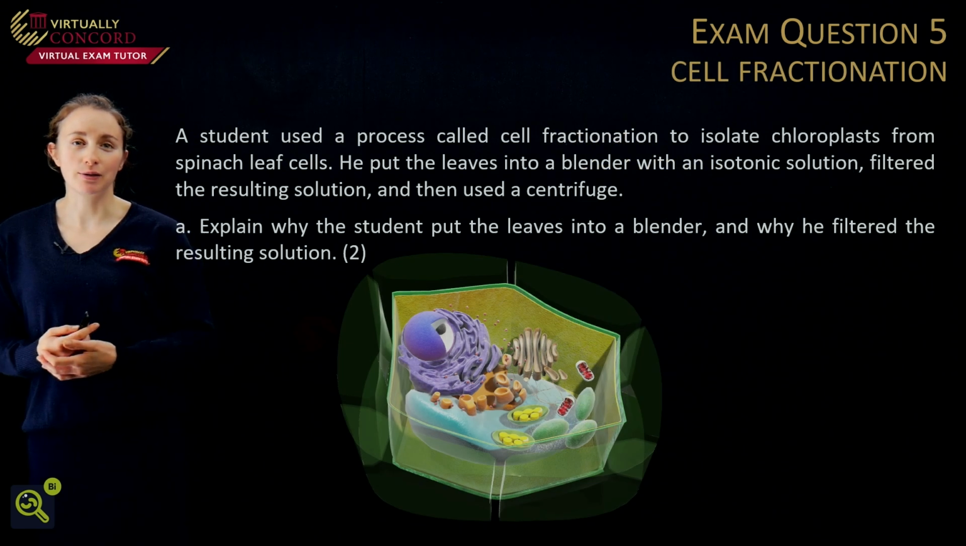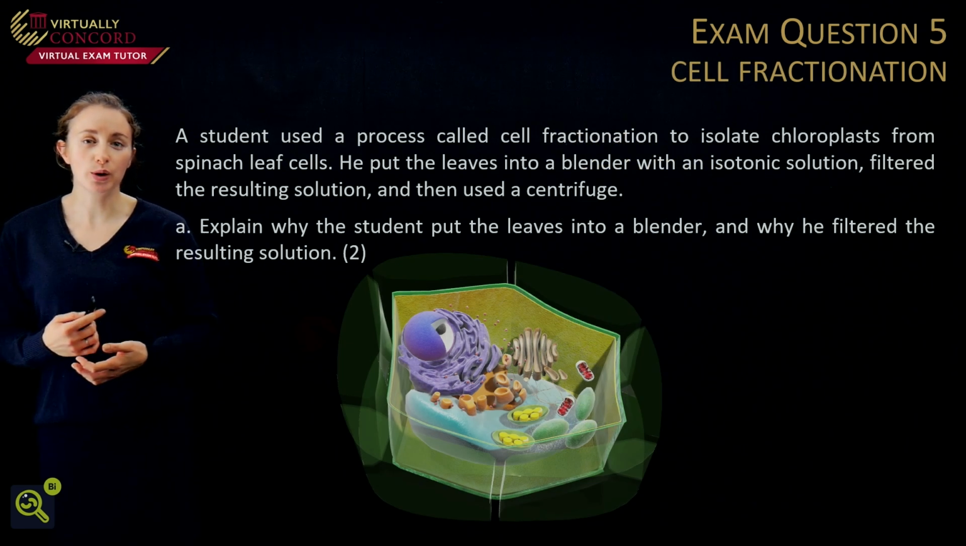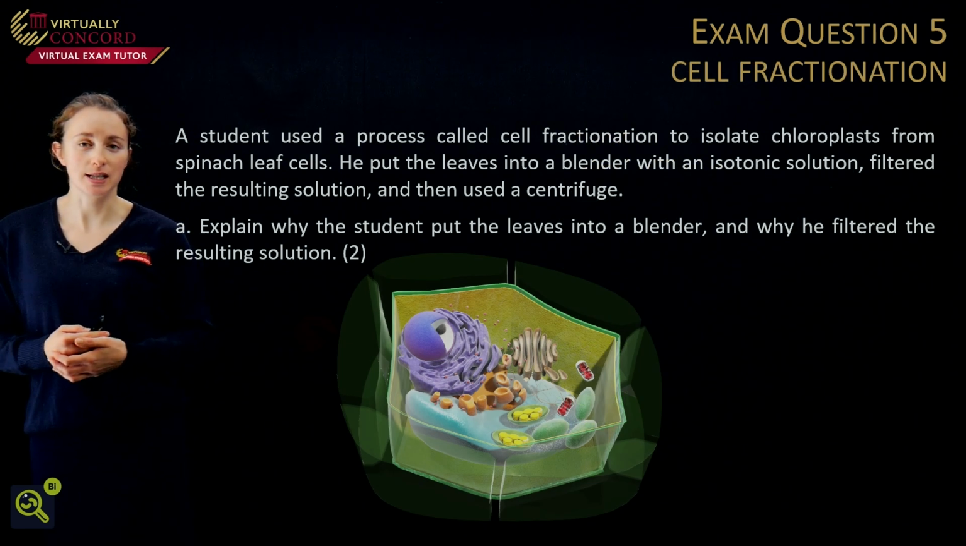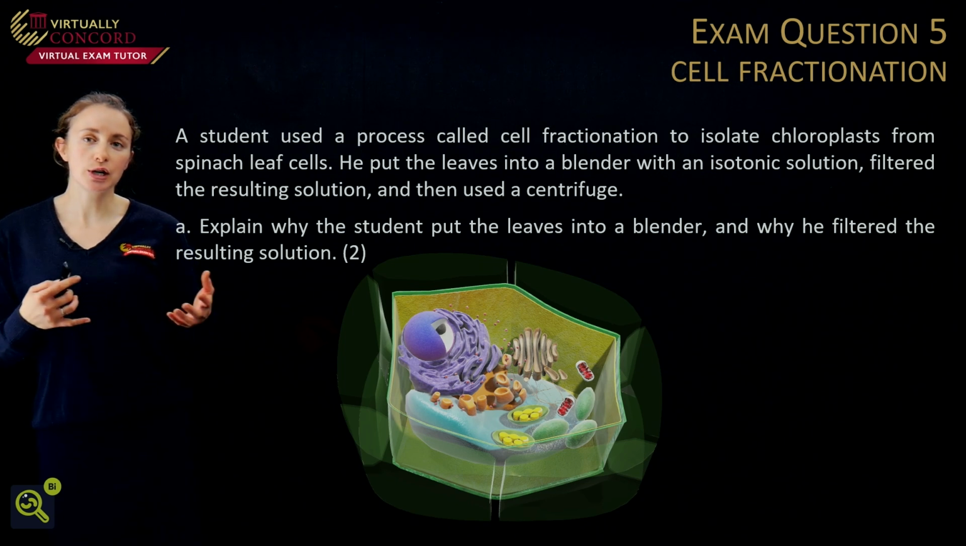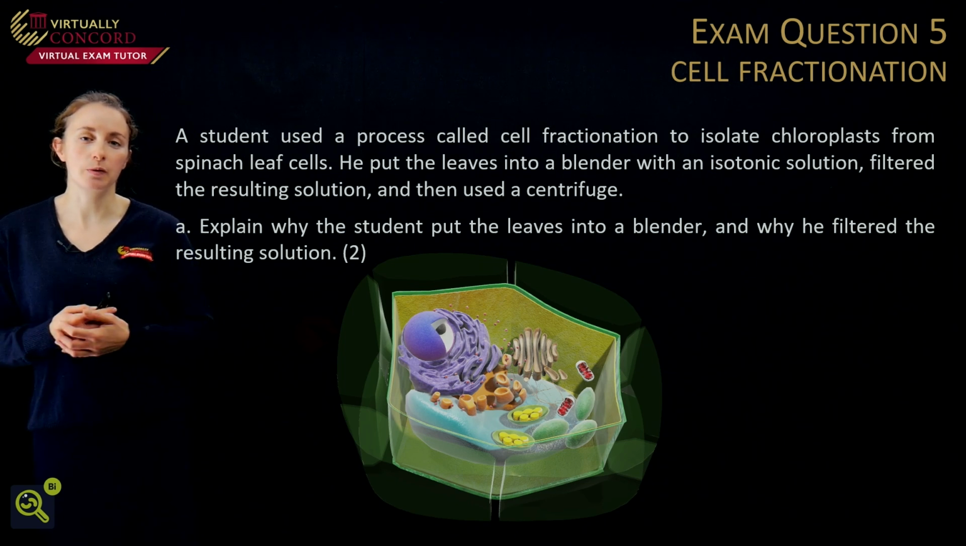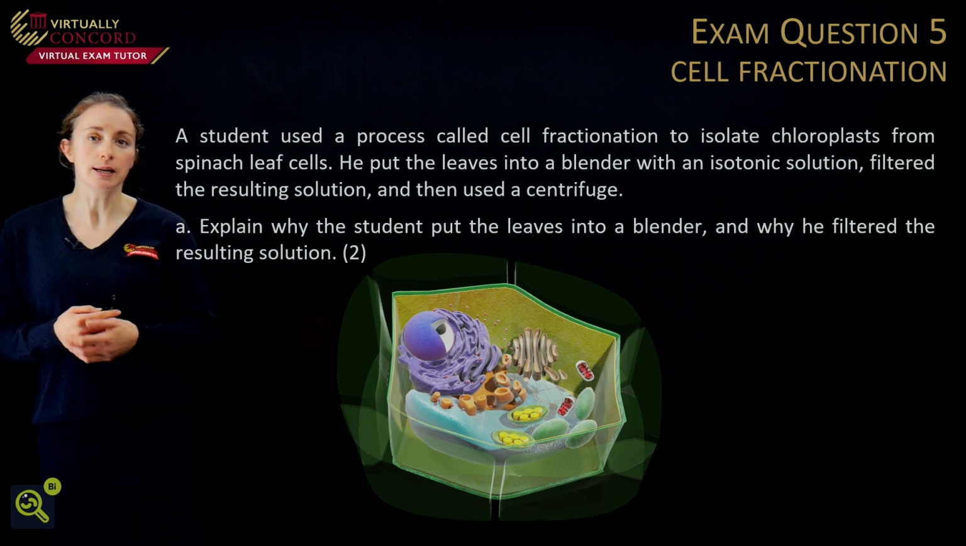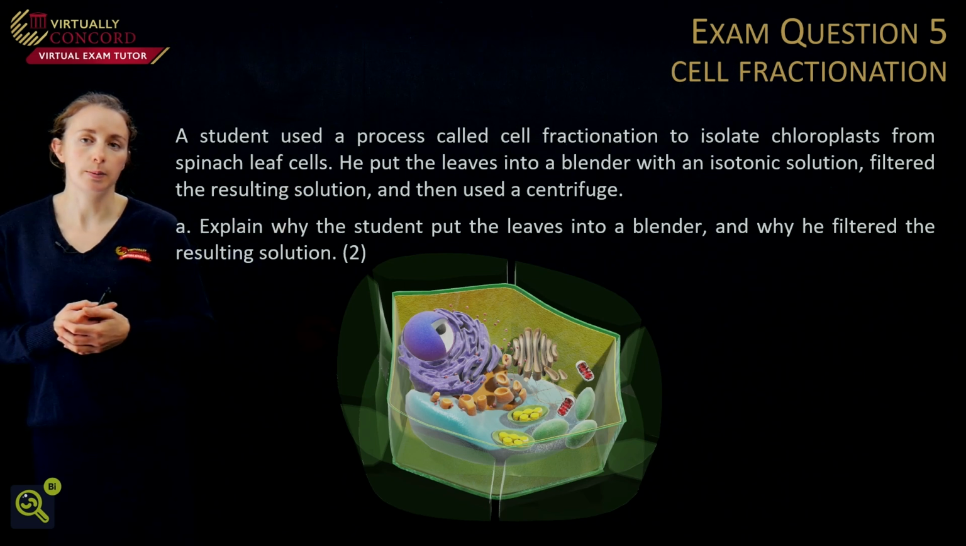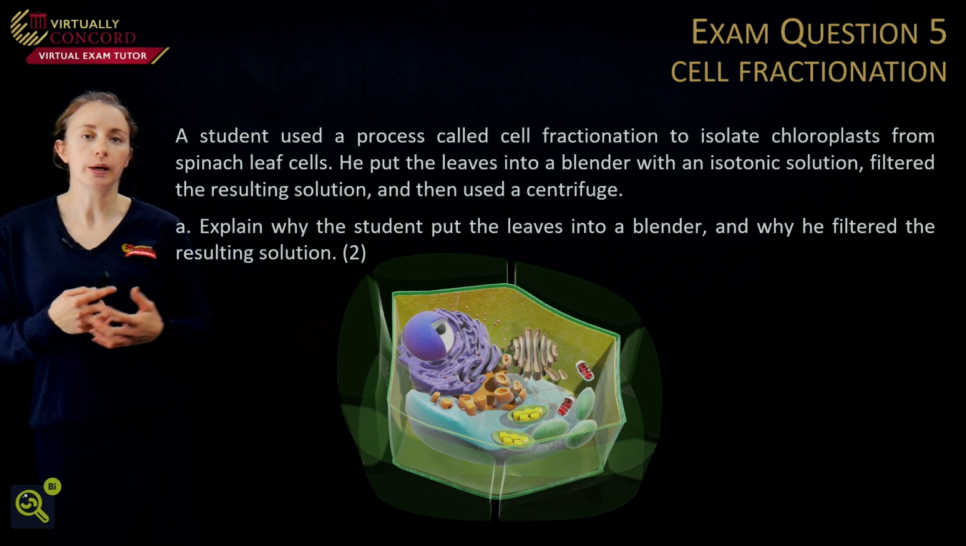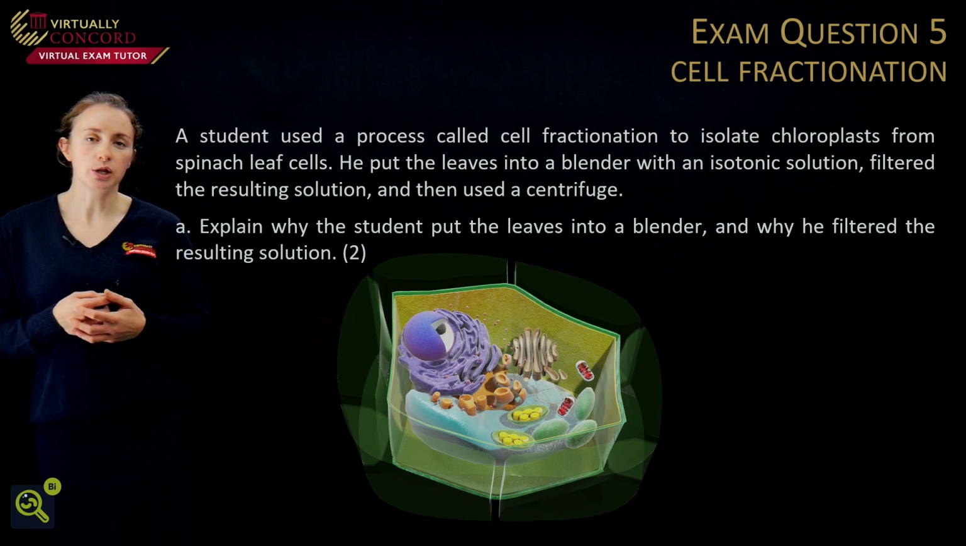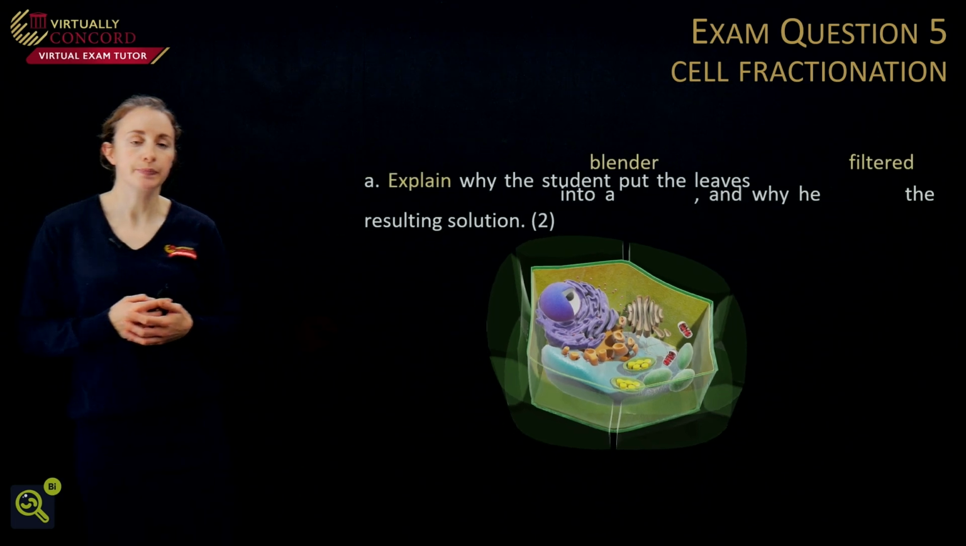Our final question relates to cell fractionation, which is a really common question within the methods of studying cells topic. And the first part asks you to explain a couple of bits of the student's method. So what he's done is he's taken some spinach leaf cells, he's blended them up with an isotonic solution, filtered his solution, and then used a centrifuge. And you're asked to explain why he used a blender and why he filtered his solution.